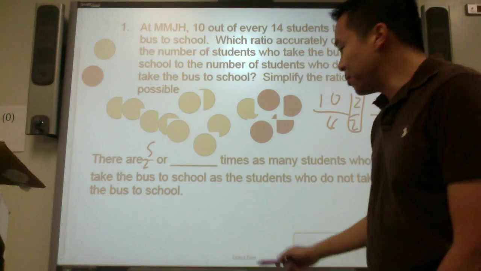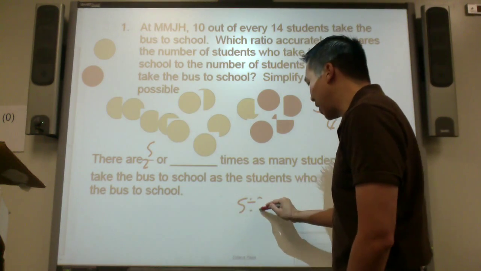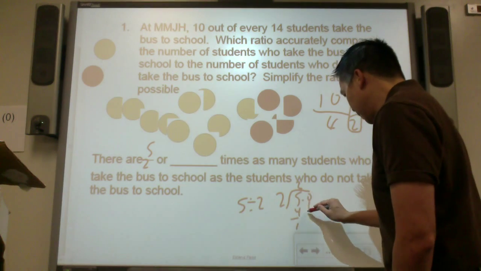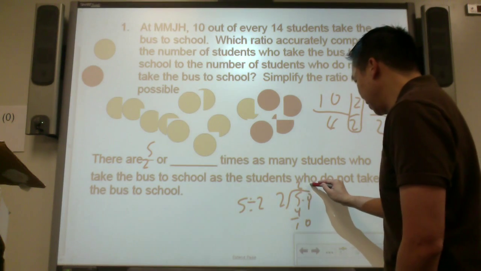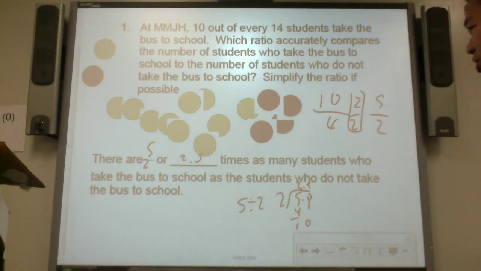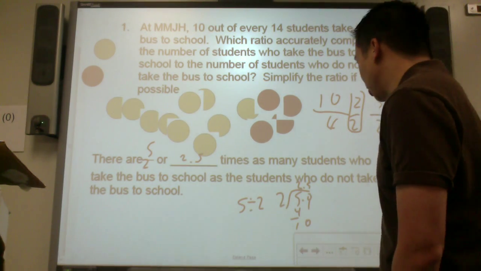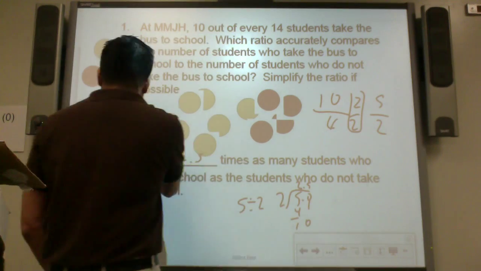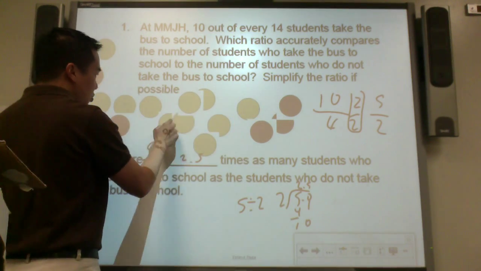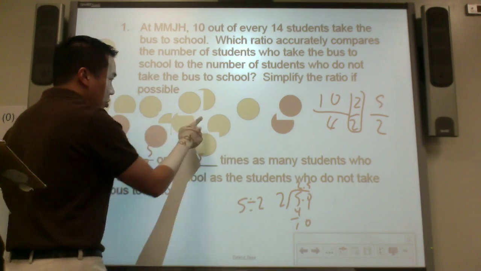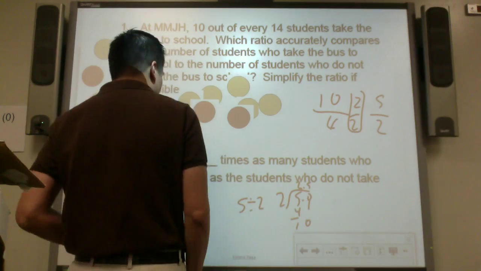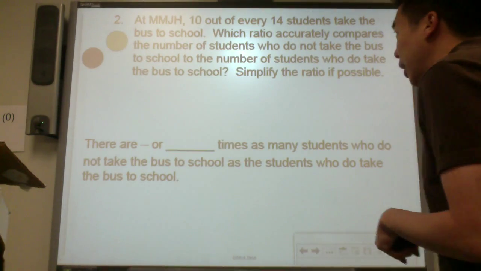What is the decimal equivalency of 5 halves, or 5 divided by 2? 2 going into 10 goes in 5 times. There are 2.5 times as many students who take the bus as students who do not take the bus. If I cut this in half, there's 1 person that takes the bus. So it's true. Next one.